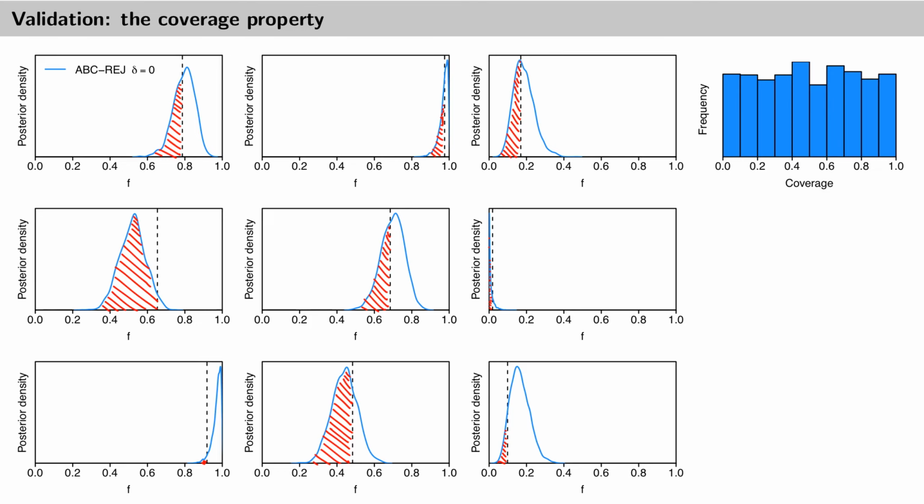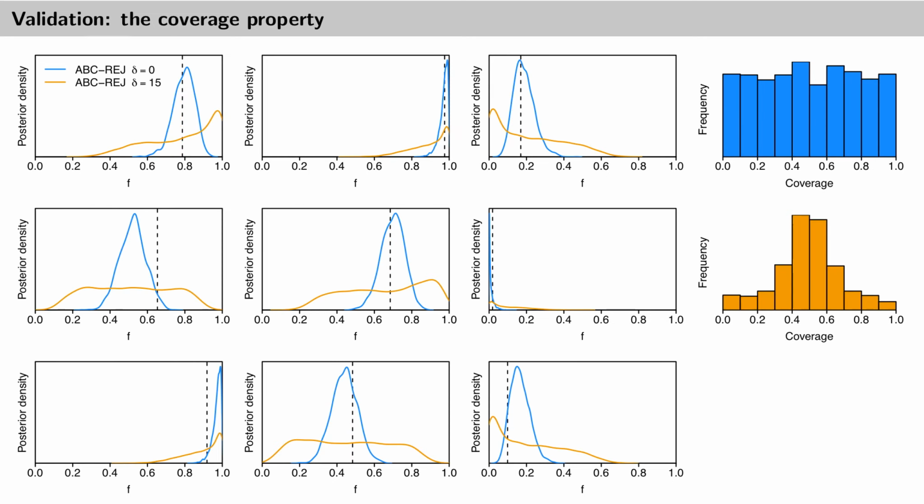Let's next see how the distribution of these areas would look in case we use a larger delta. Shown here is now, as a histogram, the coverage property in case we used ABC sampling with delta equals 15. As you can see, the posterior distributions obtained with delta 15 are much broader, and as a result, the position of the true value of f is usually much more central in the distribution. In fact, it is very hard to obtain a posterior distribution in which a true value would be in the tail, simply because the posterior distributions are too broad.